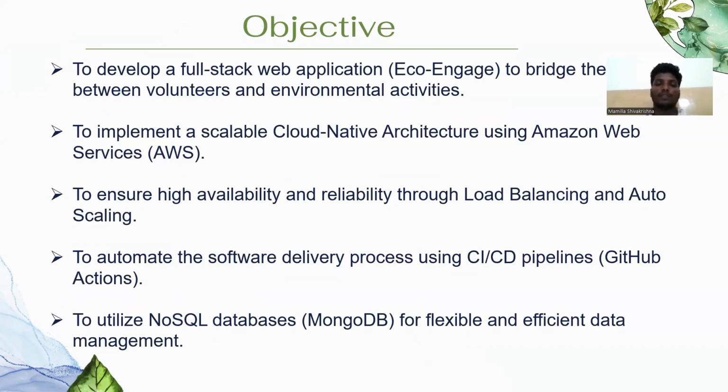The main objectives of our project are to develop a full stack web application for environmental volunteering, implement a cloud native architecture using AWS, ensure scalability, load balancing and auto scaling, and automate deployment using CI/CD pipeline and MongoDB for database storage.